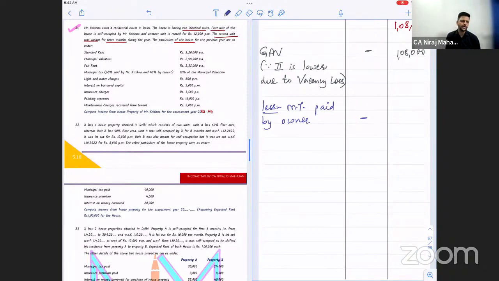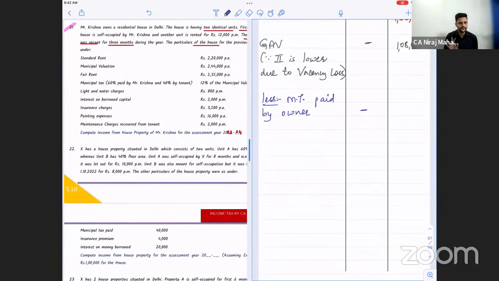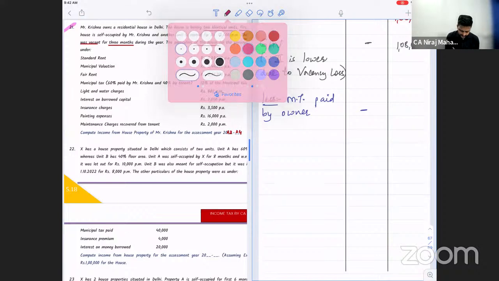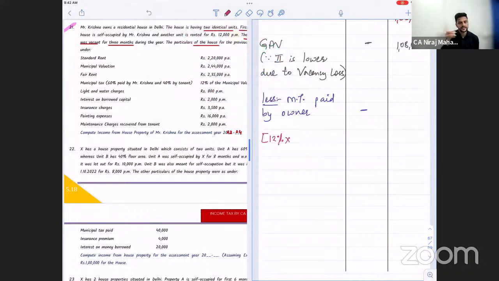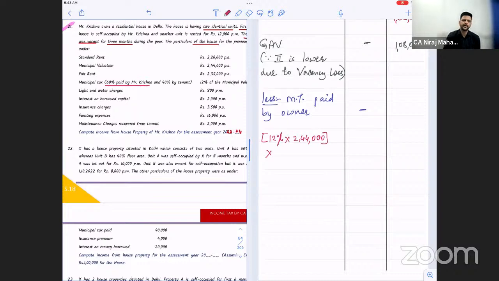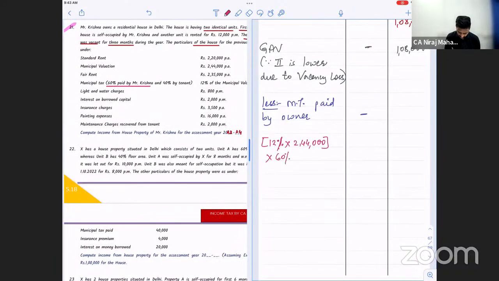Okay. Now understand. First, use again common sense. First, find the eligible municipal taxes for the entire property. Now check. Municipal taxes is 12% of municipal value. Agree? Very important now. This is an important adjustment. 12% of municipal value. Municipal valuation is how much? 2,44,000. However, this entire municipal tax is not paid by the owner. 60% is paid only by the owner, and we allow, bachcho, only the one which is paid by the owner. Clear till here? First, give me this figure. 17,568. Okay. This is eligible for the property. And of that, we take 1/2.